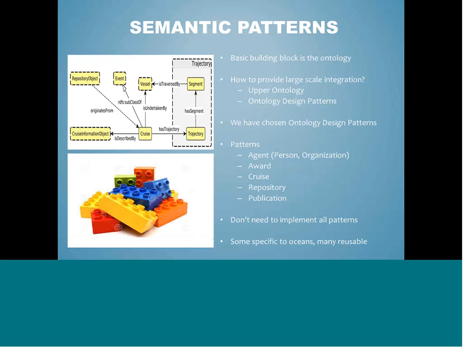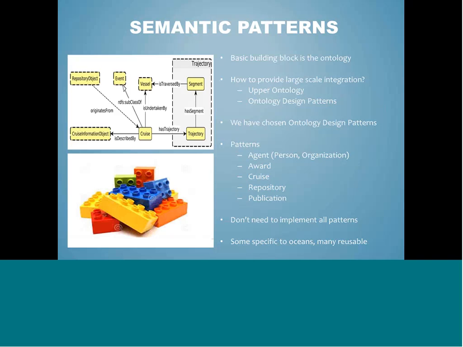So for example, you can see here our design pattern for the cruise and the relationships that exist amongst the cruise and a trajectory. So what we've come up with in the OCEANLINK project is a series of these very small modular ontologies. We have them for things like person, organization, award, cruise, repository, and publication. And the idea is that you don't need to implement all of the patterns. You don't need to express your data conforming to all of the ontologies. You just pick the set that most represents your data and most represents how you want to integrate your data into our existing linked open data collections.